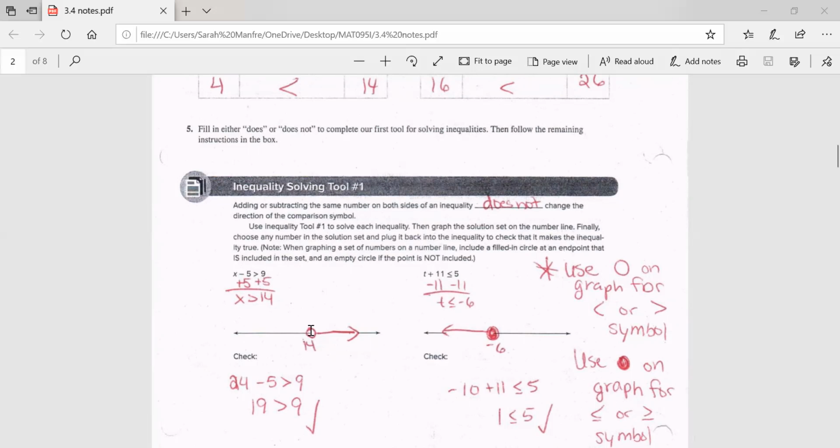So I'm going to put a 14 on the number line, and I'm going to shade to the right because we said numbers greater than 14 are 15, 16, 17. Well, where are those numbers on the number line? They are to the right.